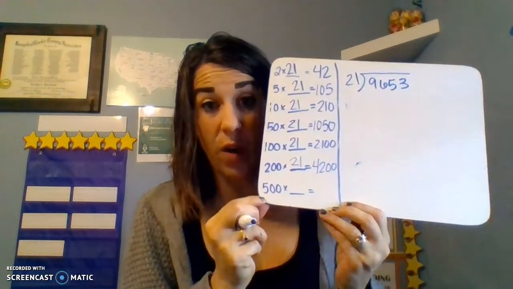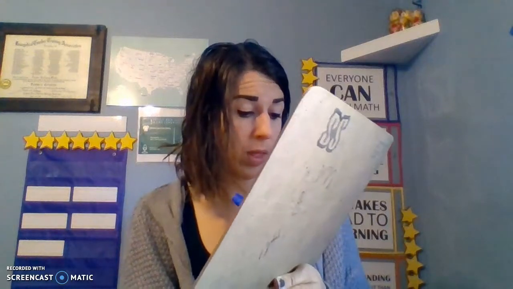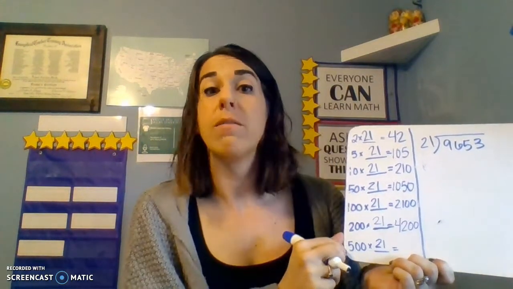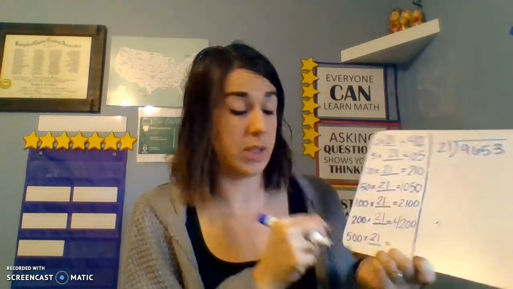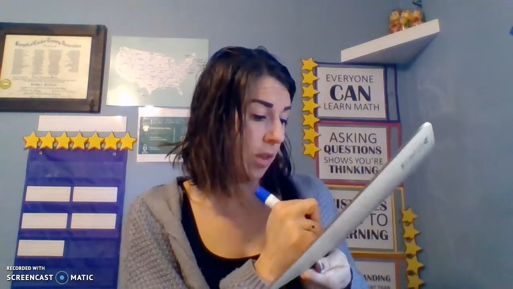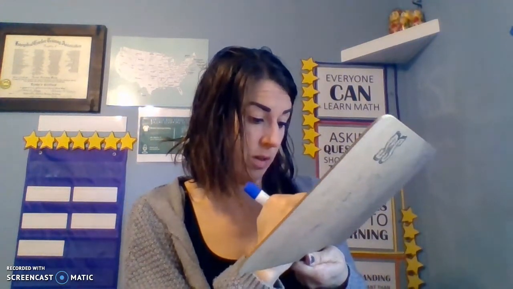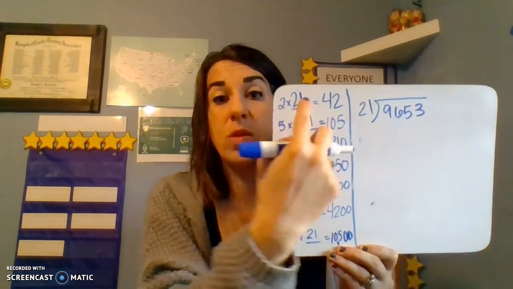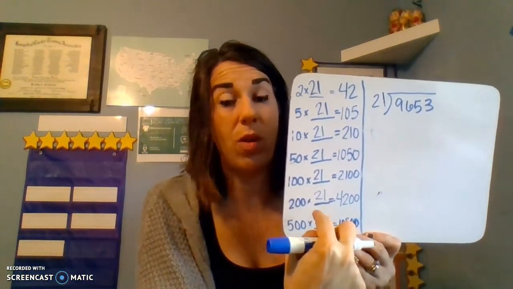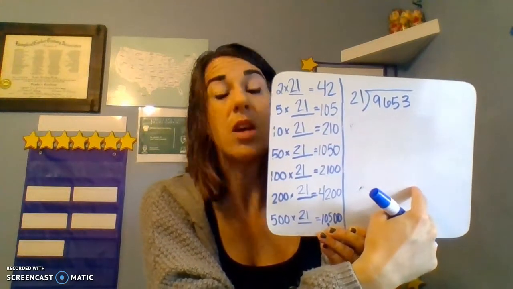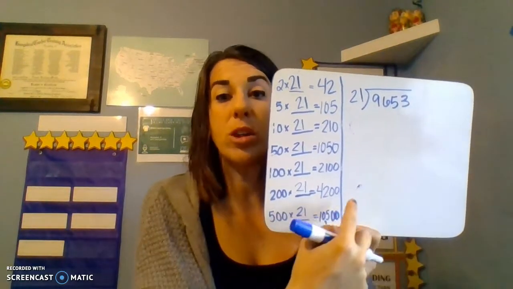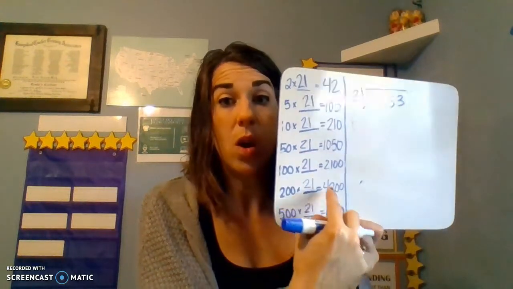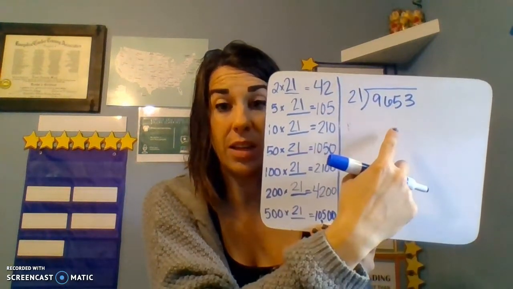I can also do 500 times 21. Remember, if 5 times 21 was 105, 500 is just adding 2 zeros to that. So I would have 105 plus 2 zeros, which is 10,500. Now I can use this list of products to help me figure out what the best partial quotient is to start off with. And I'm going to choose from this list the number that is the highest one possible without going over my dividend here.